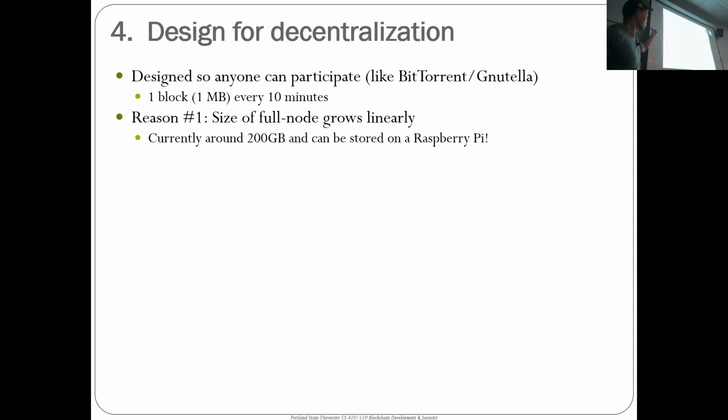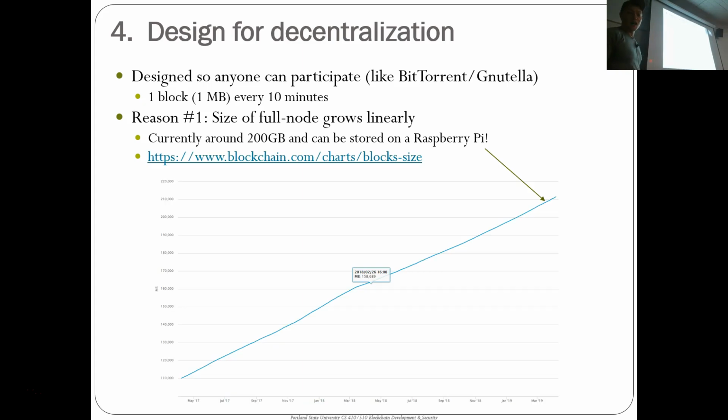And it's currently only 200 gigabytes. One of these micro SD cards can actually store the entire Bitcoin blockchain, and you can store this on a Raspberry Pi if you'd like. So this is the size of the Bitcoin blockchain over time. It's a nice straight line, which is good for technology, right? We can deal with that in terms of supporting that rate of growth.